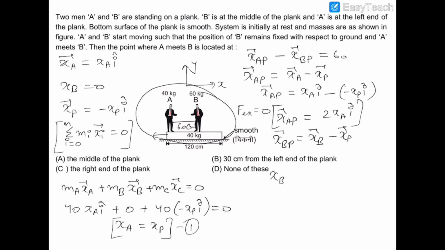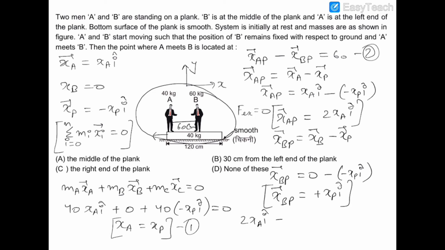So XBP is equal to 0 minus XP, which is minus XP i cap. So XBP is equal to plus XP i cap. Now we have to substitute these values in the second equation. So 2XA i cap minus XP, which is also equal to XA i cap, is equal to 60.